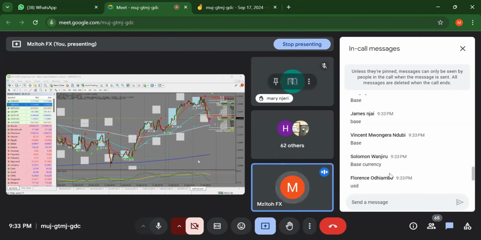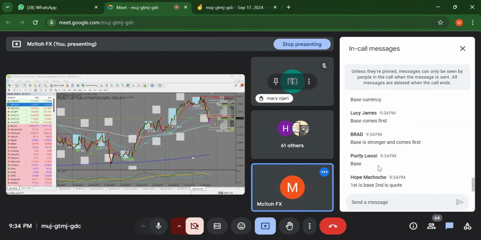And which one comes first? Between the base and the quote, which one comes first and which one is stronger? So base is stronger: base currency comes first. First is base, second is quote. Very well.